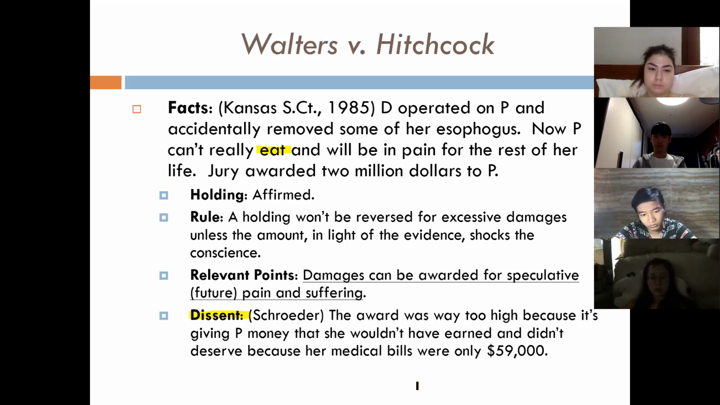So what this judge said is that's much too high. It's too high because the plaintiff was a woman who would not have earned that money, and the hospital bills were only $60,000, $59,000, and they gave her $2 million. But the jury was very sympathetic, and they agreed that that sounds terrible. She could never eat. She can't enjoy food. They had a very good lawyer, and he convinced the jury. Okay, that is task D.